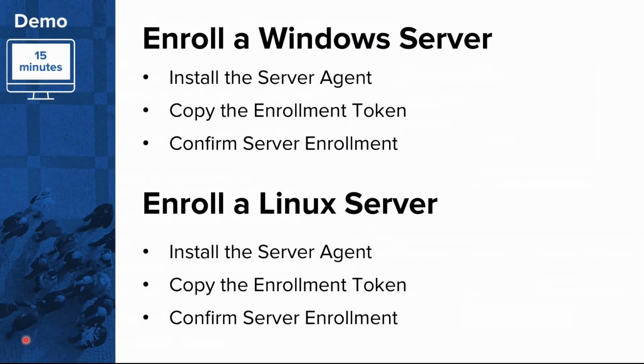All right, in this demo, I'm going to first enroll a Windows server, then I'll do a Linux server. In both cases, we install the server agent or the server tools. Then we're going to go create an enrollment token and put that onto the server. And once the agent has picked up that enrollment token and enrolled the server, we'll just verify that. Sometimes it takes a minute for the server to show up, but usually it's pretty quick.